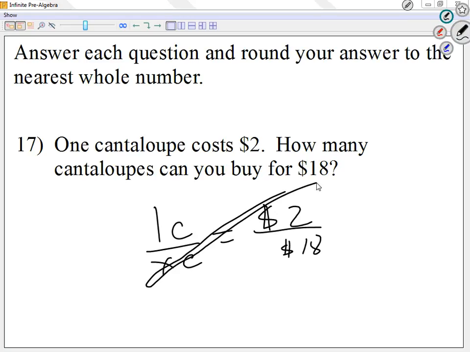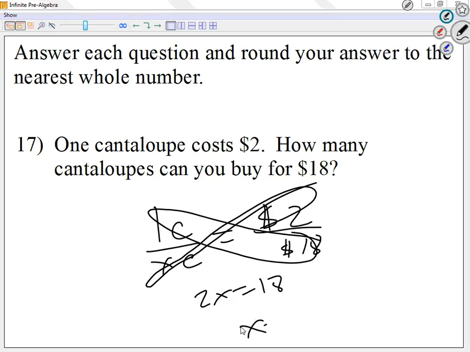2 times x and 1 times 18. If 2x equals 18, I think we agree x equals 9, right? Divide both sides by 2.